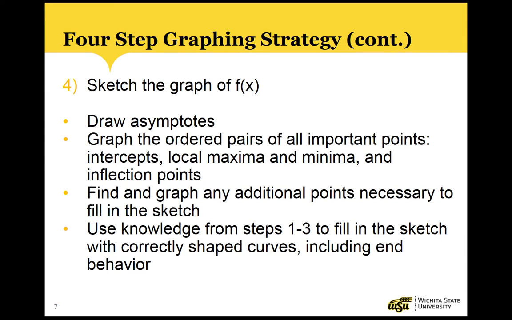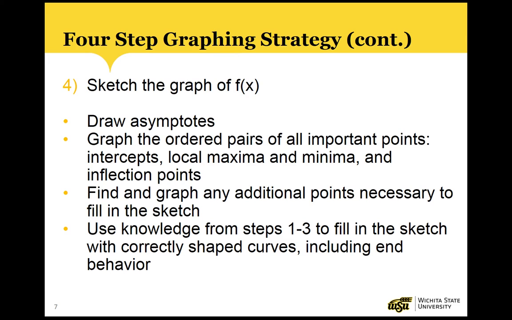The final step of our process is to collect all of this information so that we may sketch the graph of f of x. We start by drawing any asymptotes of the function, and then we graph all of the important points that we calculated in the previous three steps: the x and y intercepts, the local minima and maxima, and any inflection points.